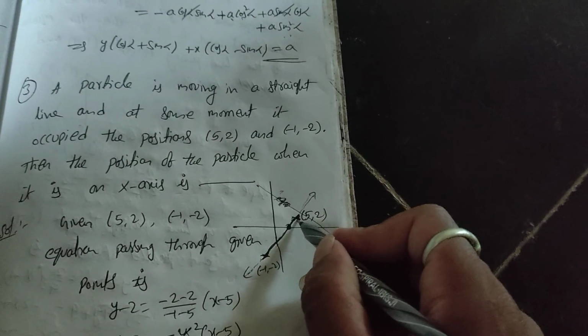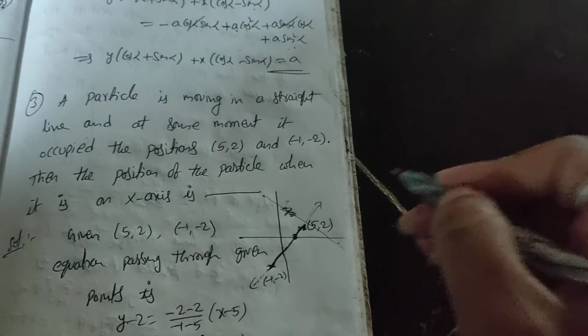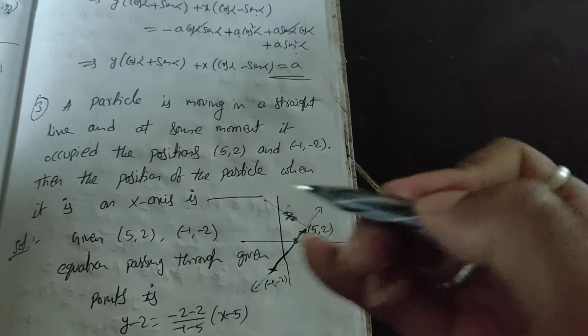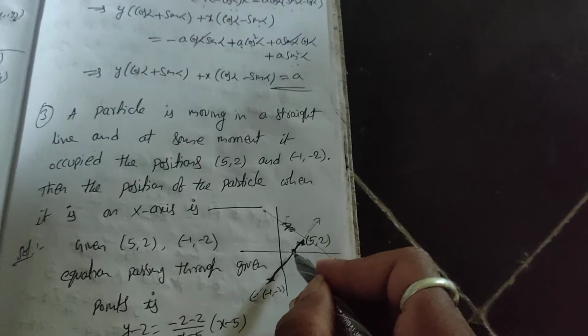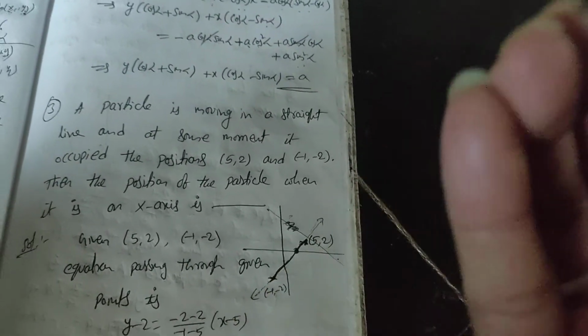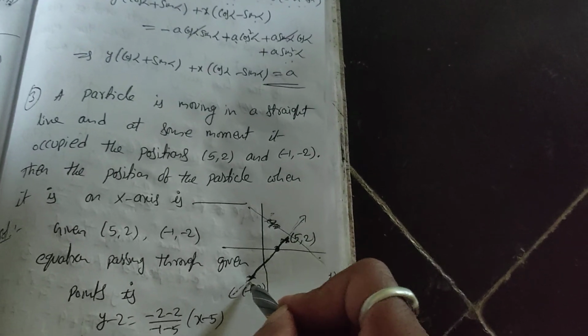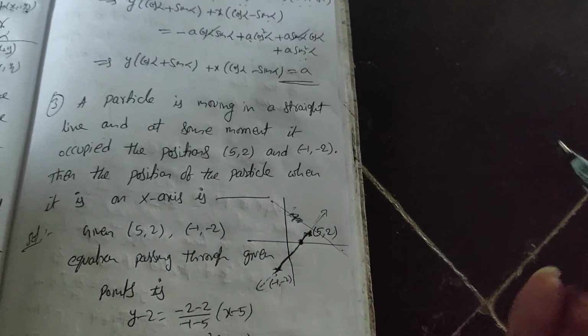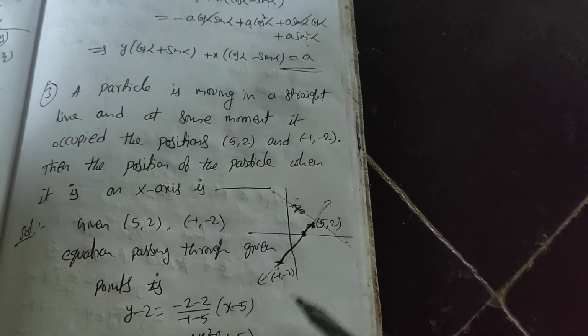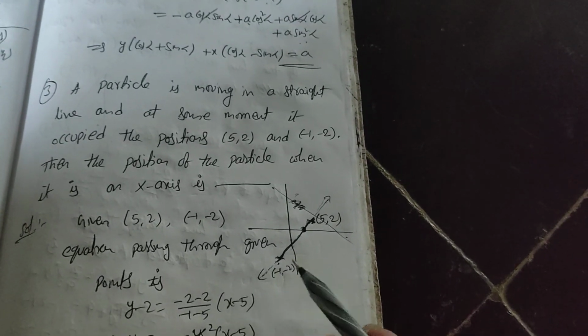Some moments one position is minus 1 comma minus 2 and another position is 5 comma 2. Let us consider. So what he is asking means, if that particle is on the x-axis, what is the position he is asking? On the x-axis means like this. That means indirectly he is asking to find the x-intercept of this line equation. That is only he is asking. So first you find the equation of the straight line, that is, apply the slope two points form.